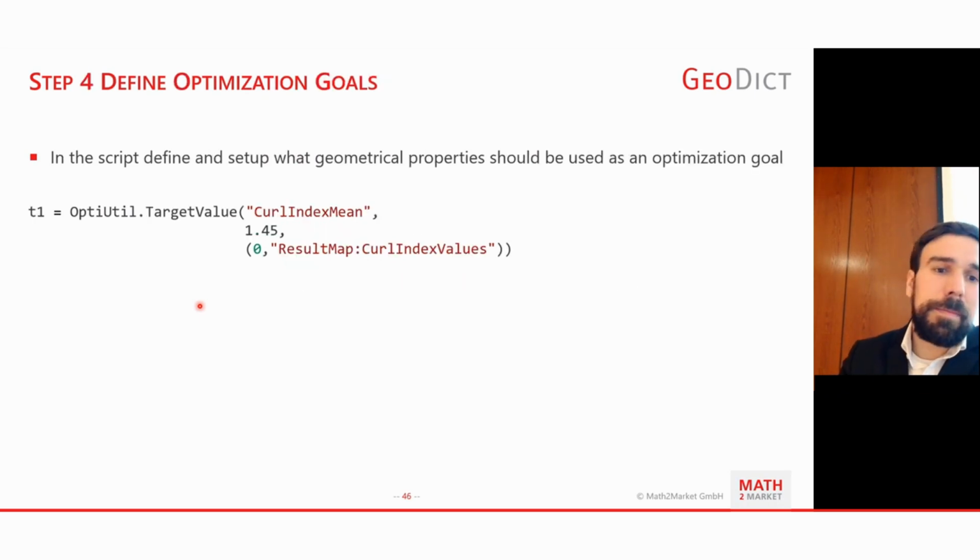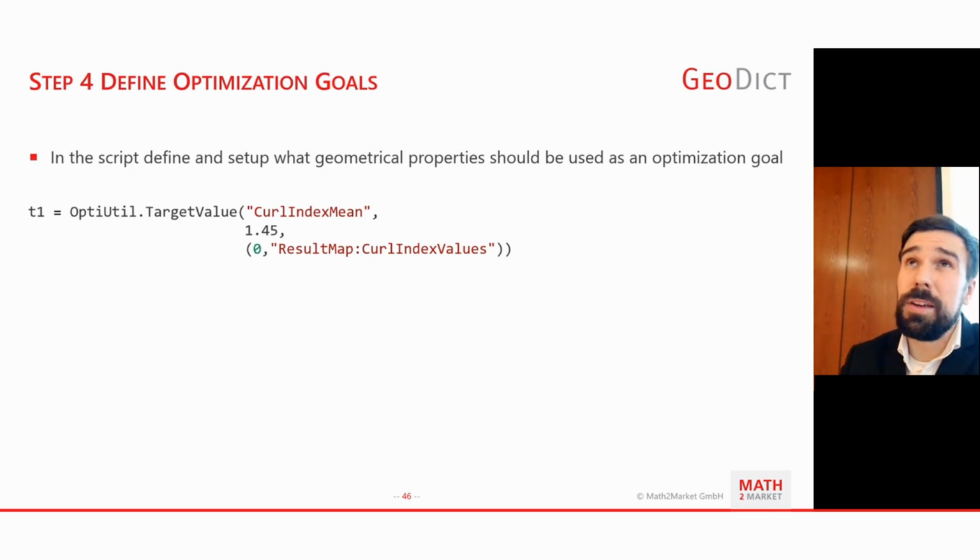Next thing we need to set up is, of course, the values we want to optimize for. So how do we calculate an error? Again, we have the target value class for that. It's again set up with a few parameters. In the real app, we have 4 of them. Simplified example here, only one, only looking for the curl index mean.